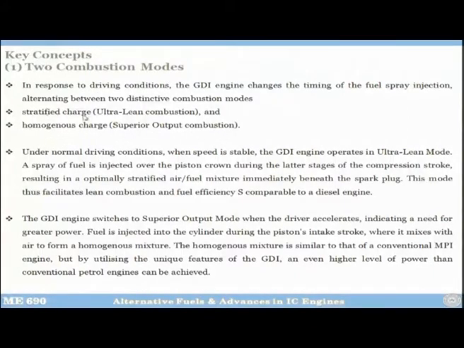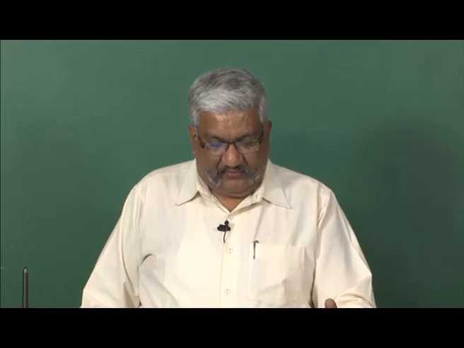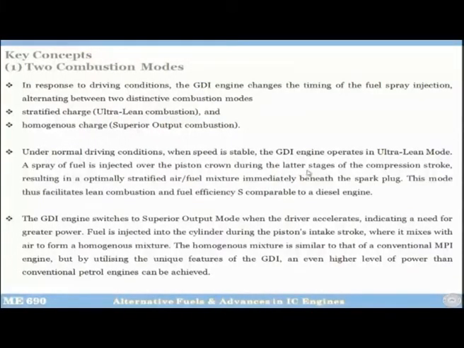The second combustion mode is homogeneous charge mode. Here the injection is done in the intake stroke. Under normal driving condition, when the speed is stable, the GDI engine operates in ultra lean mode. For example, you are going at 80-90 kilometers an hour. At that time you are only using a small part of the power that can be produced by the engine, so the engine will be operating in stratified charge mode. A spray of fuel is injected over the piston crown during the later stage of the compression stroke, resulting in an optimally stratified air fuel mixture immediately beneath the spark plug. Just below the spark plug you will have the mixture.